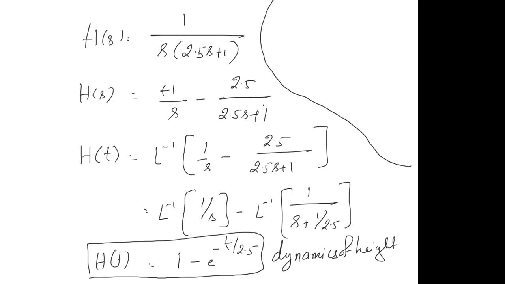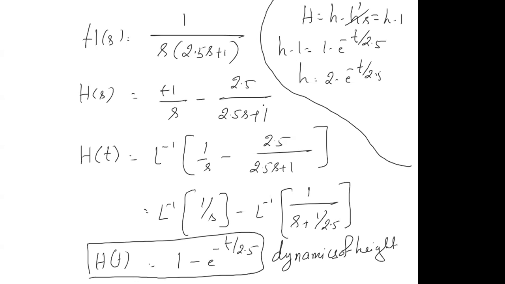But what is capital H? Capital H is nothing but H minus Hs. Hs is 1, so this is H minus 1. So H minus 1 equals 1 minus e power minus t by 2.5. So H is equal to 2 minus e power minus t by 2.5. So this is what is called the dynamics of height. This is how you should do the dynamics of transfer functions, or let's say the dynamics of the systems.